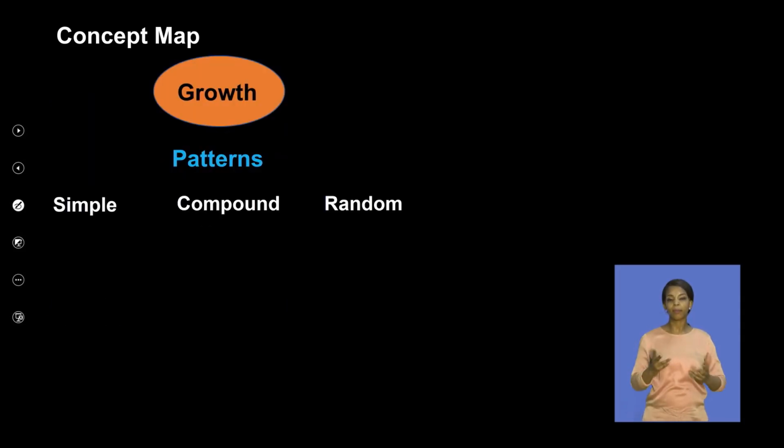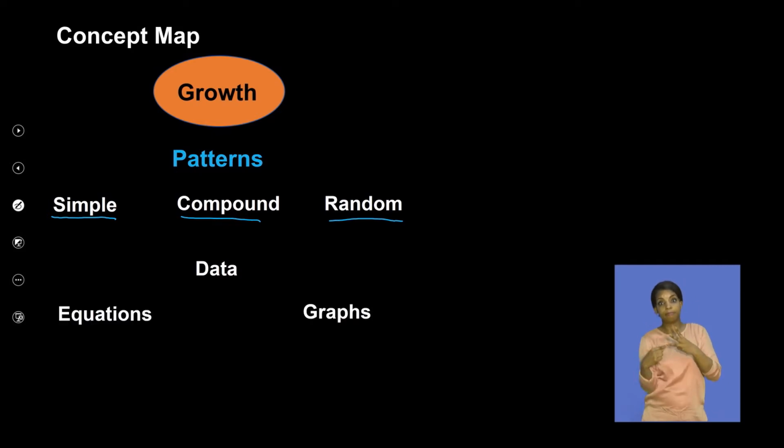Now, under patterns, I have either simple, compound, or random patterns. Our simple pattern would be where there is a constant growth happening as I am moving from one term to the next. Compound growth, or a compound pattern, would mean it is a constant, but not necessarily that I am adding it. I'm multiplying by the same value going forward. And then there will be a random pattern where it does not follow a specific pattern, but you can see when you're looking at it that there is some form of pattern there.